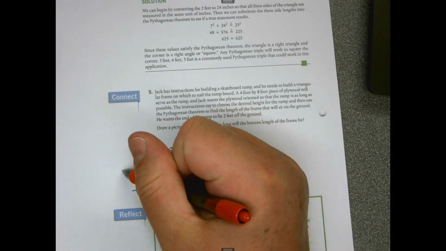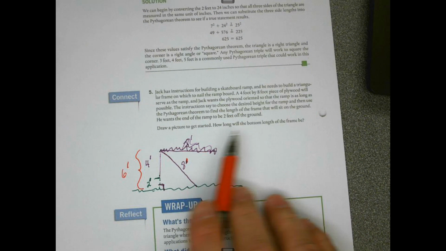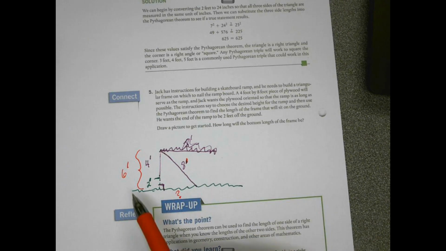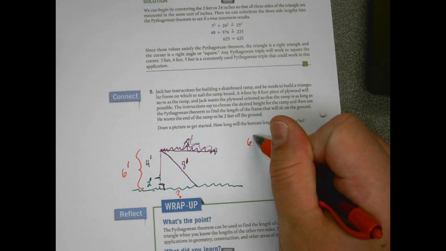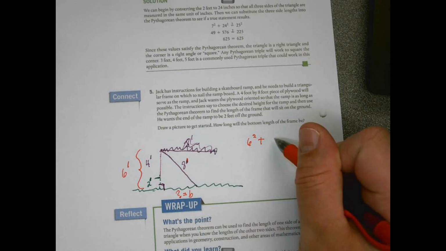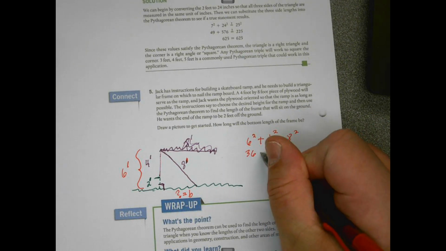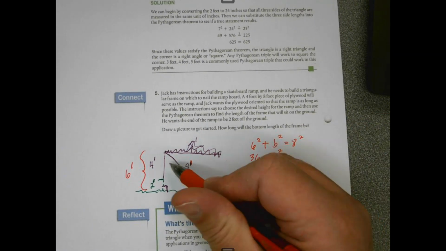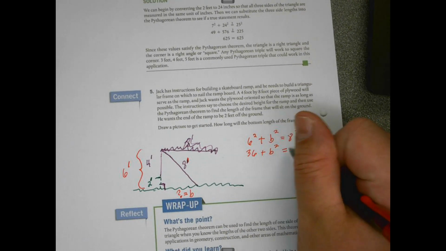6 squared plus, we'll call this b, plus b squared equals 8 squared. So 36 plus b squared is going to be 10 because that's a 6, 8, 10 triple. Oh, no, it's not. That would have to be 10 feet for that to be a Pythagorean triple. 8 squared, 64. And I subtract 36 from both sides. So b squared is going to equal 28.